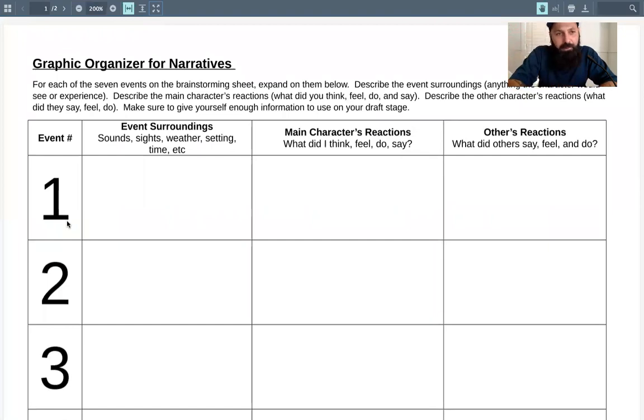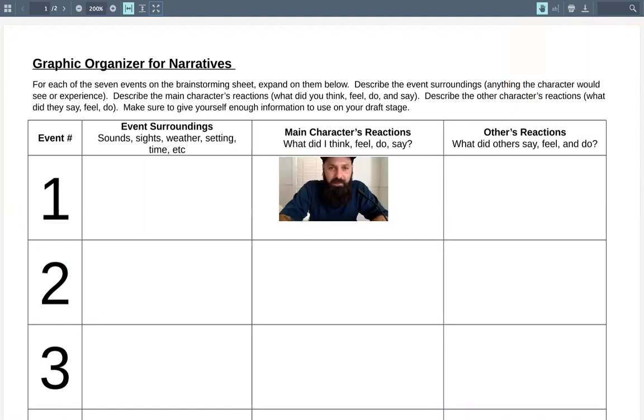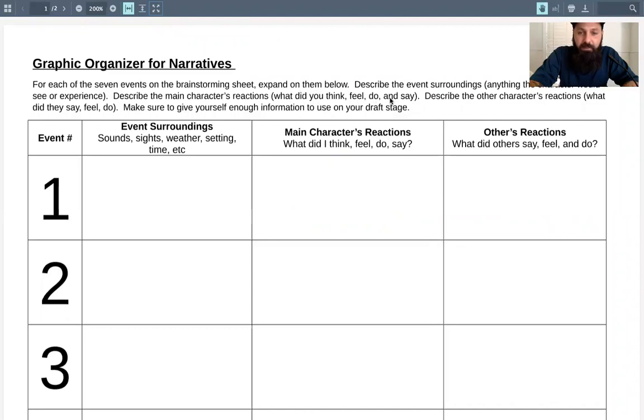Let me read it. I'm getting ahead of myself. So, graphic organizer for narratives. For each of the 7 events on your brainstorming sheet, expand on them below. Describe the event surroundings, so anything a character would see or experience, things that happen to them. Maybe describe the main character's reactions. This is your reactions as you tell the story. What did you think, feel, do, and say? Describe the other character's reactions. What did they say, feel, do? Make sure to give yourself enough information to use on your draft stage.